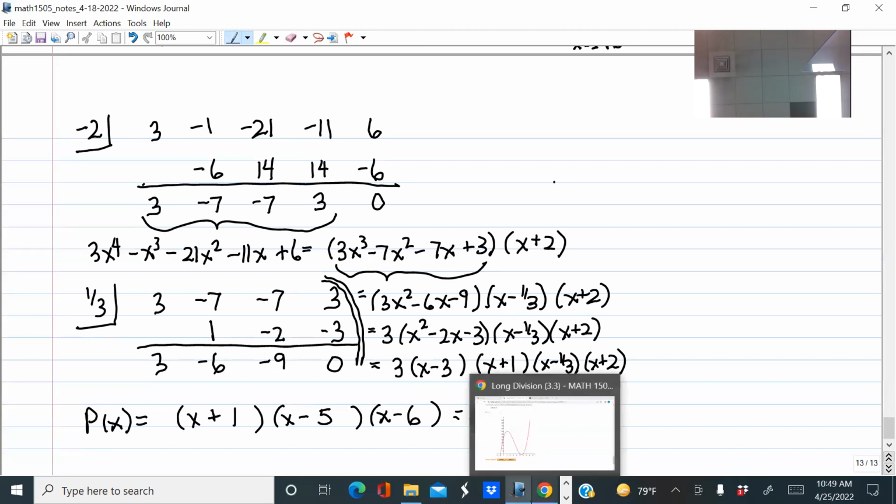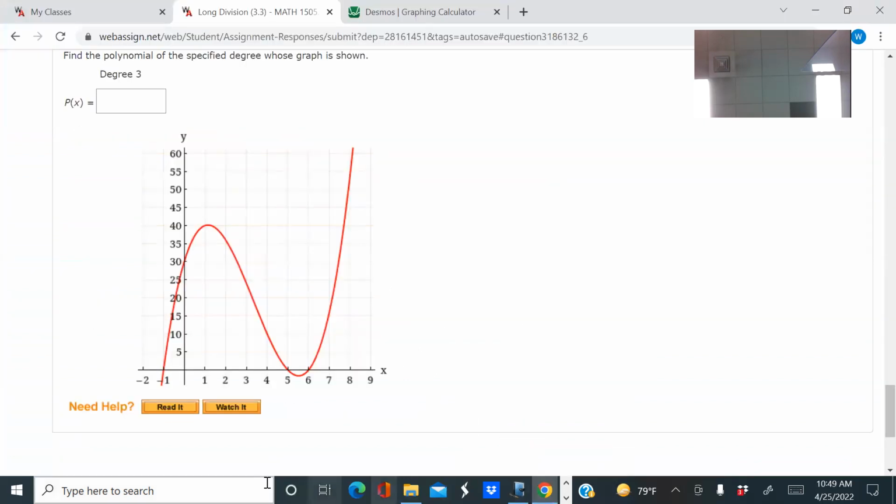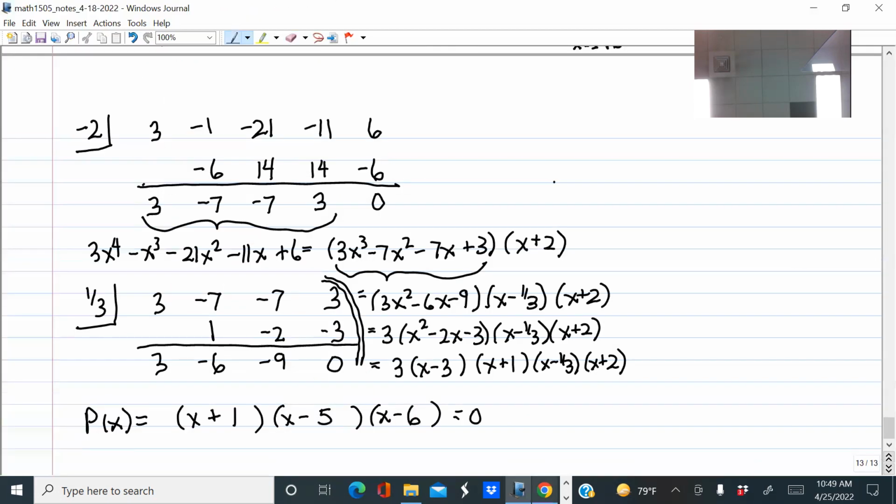Because if you look at the graph, what is the y-intercept here? 30. Now, that means that when we check the y-intercept of this formula, we have to get 30. Is that what happens? How do you find the y-intercept of any function, much less a polynomial function? You set x to 0, right? So you evaluate p of 0.